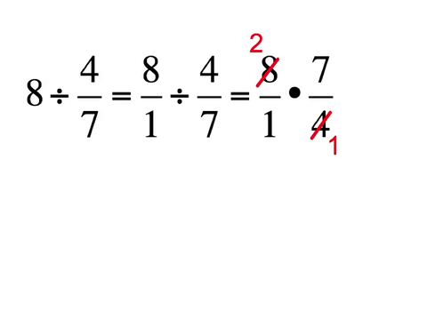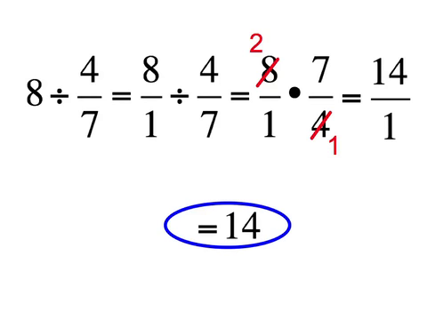Look for some common factors. 4 goes into itself once. 4 goes into 8 2. 2 times 7 is 14, and 1 times 1 is 1. The best way to write 14 over 1 is just plain old 14. And that's our answer to this division problem.